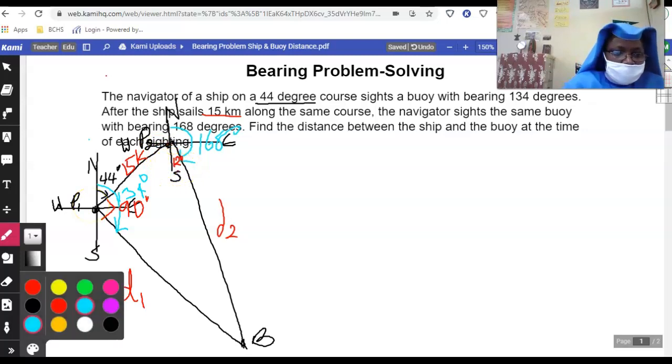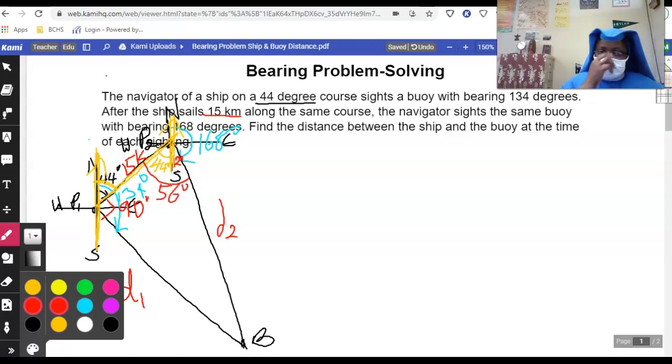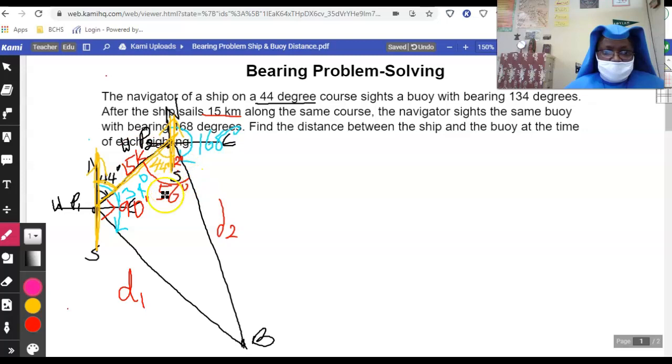Well, if we look closely, we will see that the north-south lines are parallel. If they are parallel, that means this line is a transversal. So this is 44, that means this is 44 degrees as well. Therefore, if we add both 44 and 12, we get 56 degrees. So now we have one acute angle to work with. To find distance 1, this angle is opposite. The hypotenuse is D2, and then the adjacent is 15.